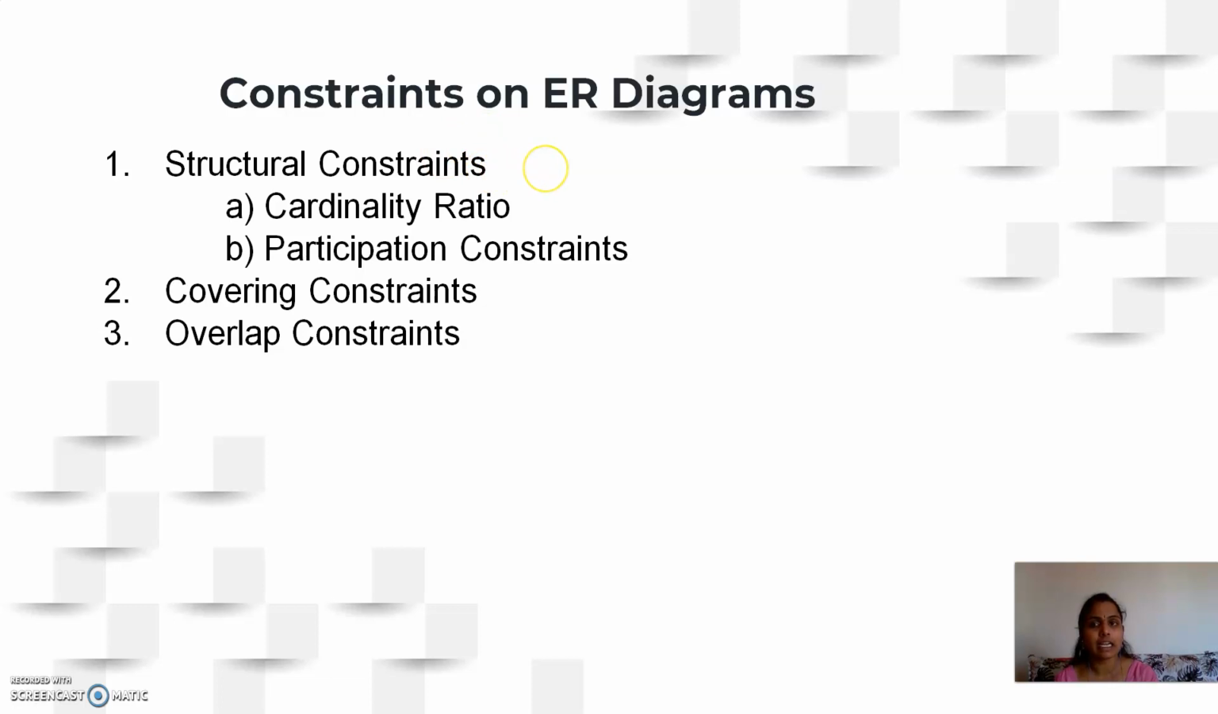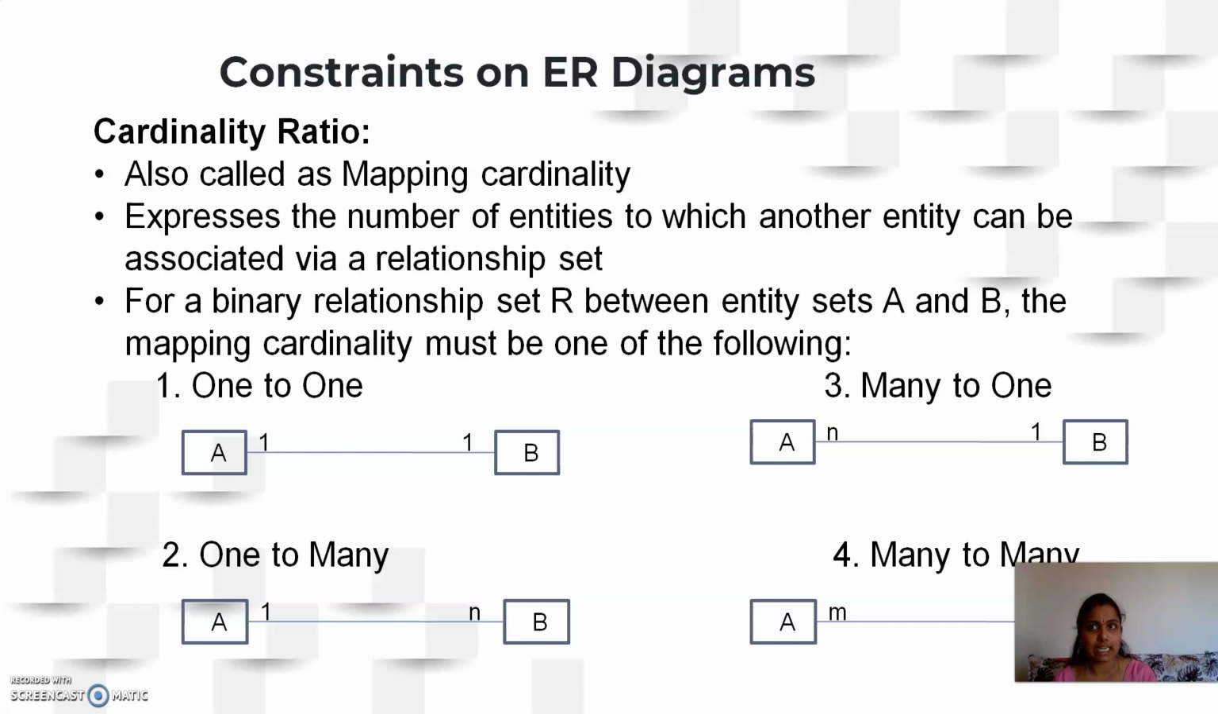So these are again categorized into cardinality ratio, which we also call mapping cardinality, and the second one is participation constraints. So coming to cardinality ratio, it expresses the number of entities to which another entity can be associated via a relationship set R. In this example, I have removed the relationship set R only for our understanding, but there must be a rhombus R connecting these A and B entities.